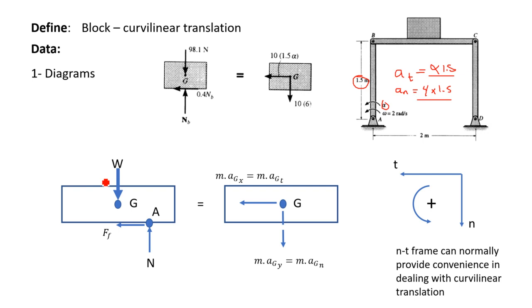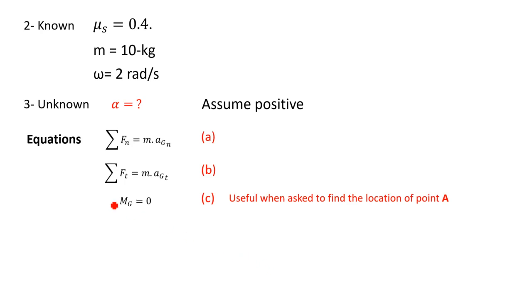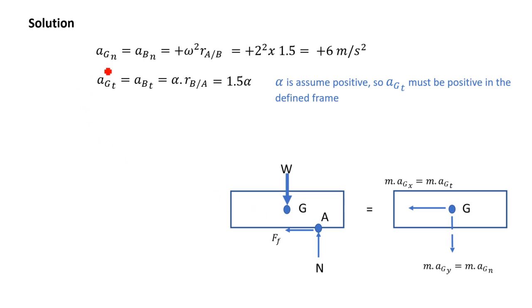The vertical forces in this diagram are W negative plus N positive. The horizontal force is the friction force, which is the normal force multiplied by the coefficient of friction. In the kinetic diagram, the horizontal is the mass multiplied by the tangential acceleration, and the vertical is the mass multiplied by the normal acceleration. So these are the equations we have. The moment is not going to be useful here, unless you would like to know the location of point A. So we continue with the calculation.